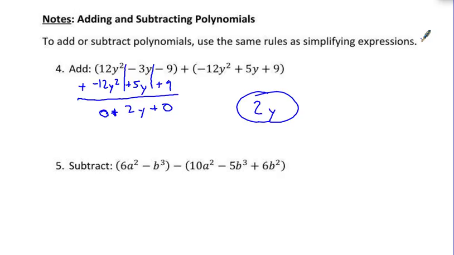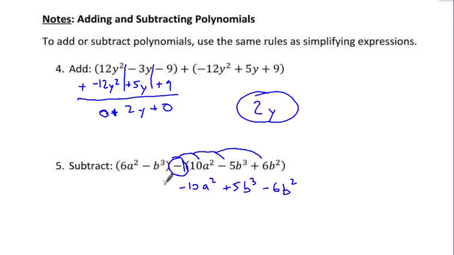For number 5, this time it's a subtraction question. Where many people will make mistakes is they do not distribute this negative 1 and then turn it into an addition problem. So every sign in the second polynomial is going to change and become negative 10a squared plus 5b cubed minus 6b squared.